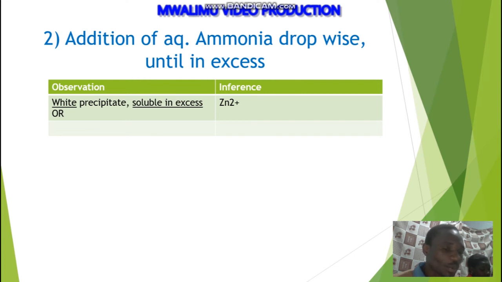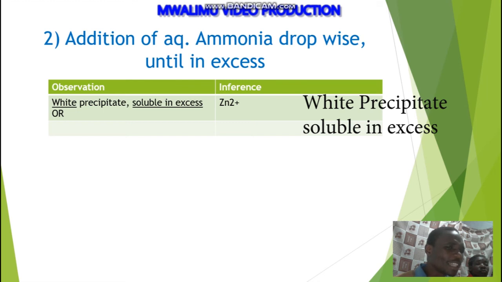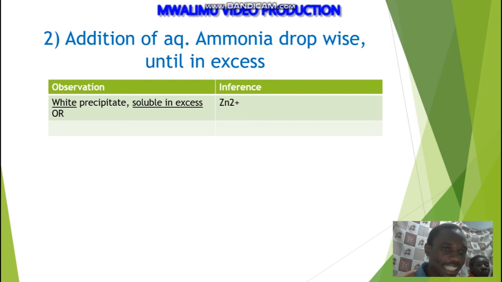Iron 3 ions present. Now, you have seen the change in colors, isn't it? When we add sodium hydroxide solution, isn't it? That is the reagent that is used to test those elements. And then, what if you are given another reagent? You'll be told addition of aqueous ammonia dropwise until in excess. Add aqueous ammonia dropwise until in excess. If it is soluble in excess, that will be zinc 2 ions.